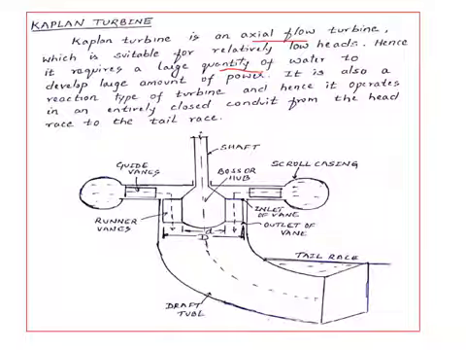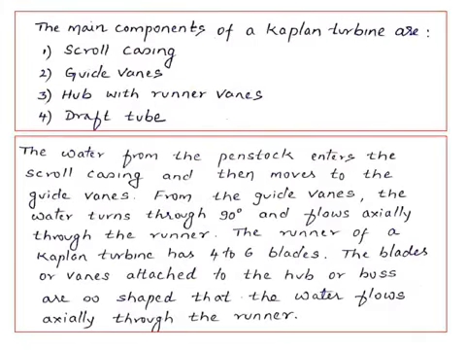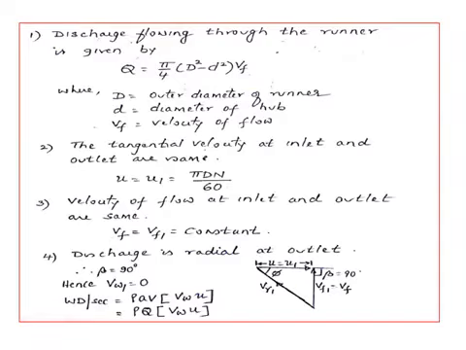Now since the flow moves out axially, to calculate the discharge, the discharge flowing through the runner will be pi by 4 into D square minus small d square, into the velocity of flow. Here the velocity of flow is the velocity of flow at the inlet.